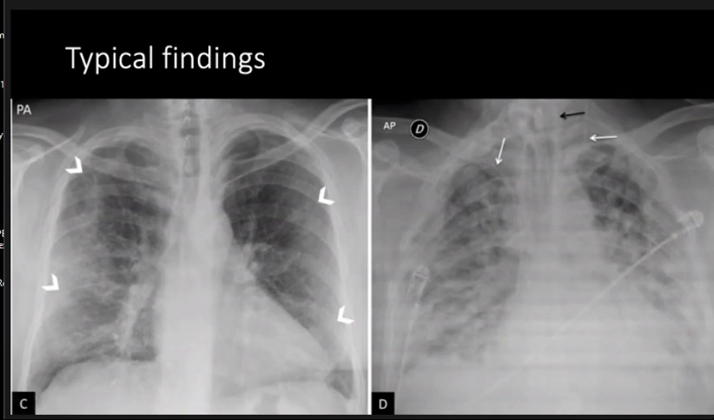Image C is a 57-year-old male with dyspnea and positive PCR that shows bilateral peripheral opacities in upper, middle, and lower fields as pointed by the arrow tips. While image D is a 45-year-old male with dyspnea showing multiple bilateral diffuse confluent areas of consolidation with extensive involvement of both lungs. Note the presence of two central venous lines and a feeding tube.